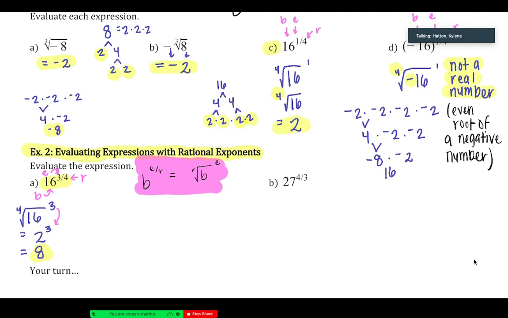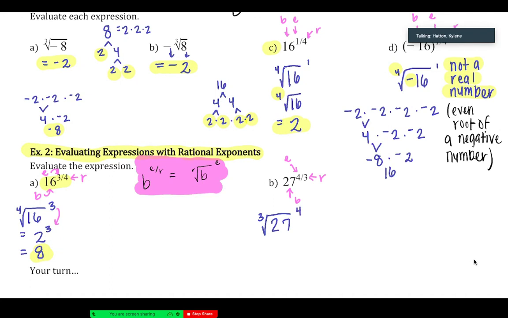And then for b, we're going to go about it a similar way. Same thing, we have a fraction exponent, which is kind of confusing, so we're going to try to change it to a radical. The 27, that's b. The numerator of the fraction, that's e. And the denominator of the fraction, that's r. If I want to rewrite it in radical form, the 27 goes inside of the radical. The r is the root or the index, so in this case, that's 3. And then that's being raised to the 4th power.